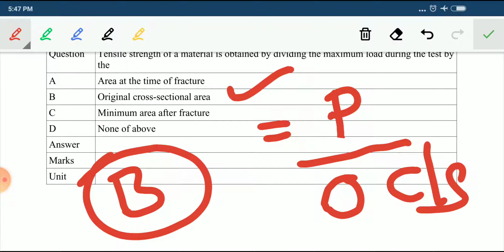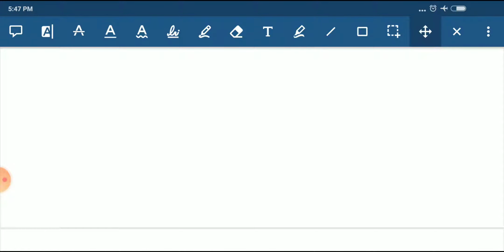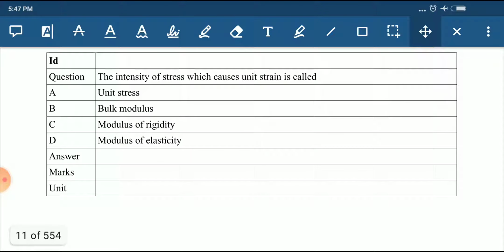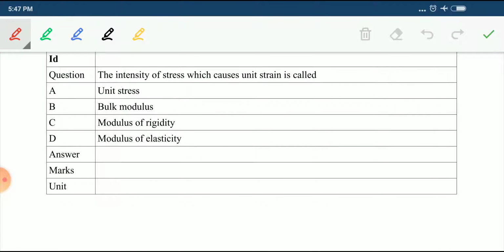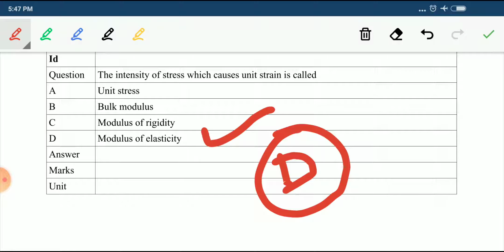Okay. Next, the intensity of stress which causes unit strain. The intensity of stress which causes unit strain is called modulus of elasticity. This is the answer for this question. D is the correct answer.